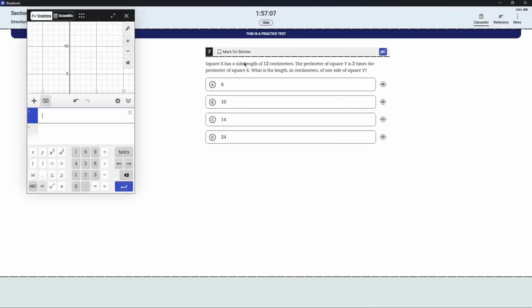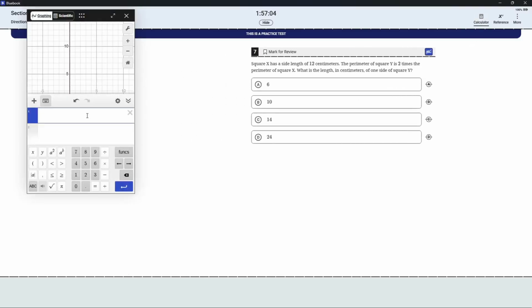All right, so for this question, just open up your calculator. So square X has a side length of 12 centimeters. The perimeter for square Y, which we'll just say Y right now, is 2 times the perimeter of square X. So the perimeter of square X would be 12 times 4. So 2 times that would be 96. And we're doing 12 times 4 because there are 4 sides on the square.